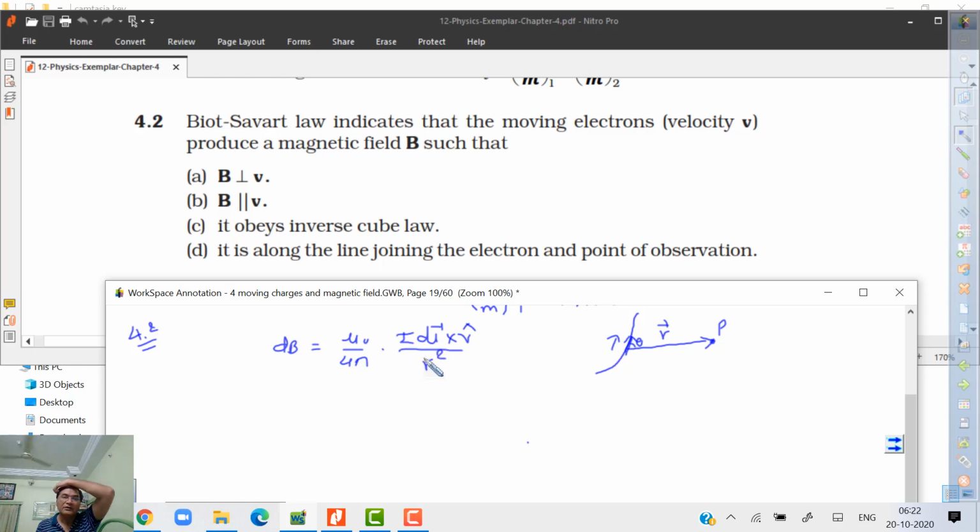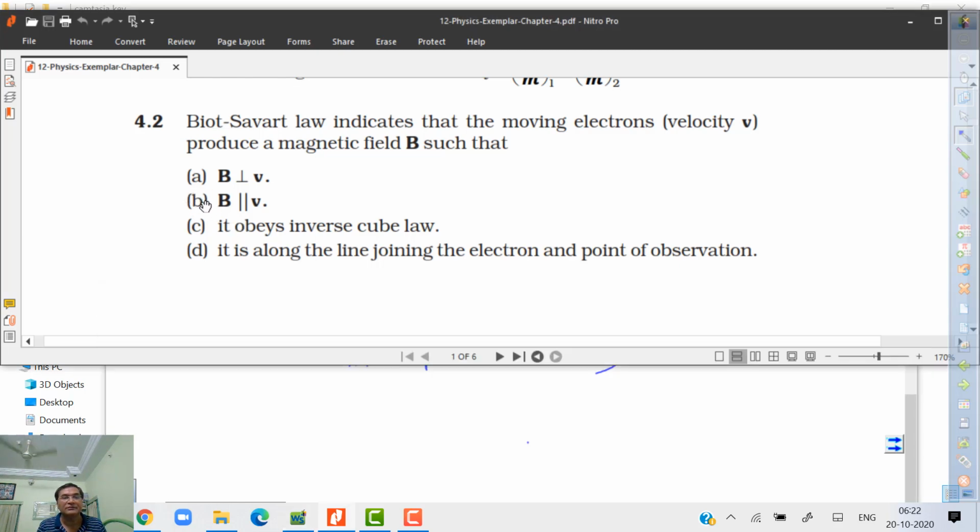Okay. So current is always in the direction of motion. So here it will go this way. So this way is its velocity. So perpendicular to V means perpendicular to V. It cannot be parallel. So this is not it. Okay, this is not possible.